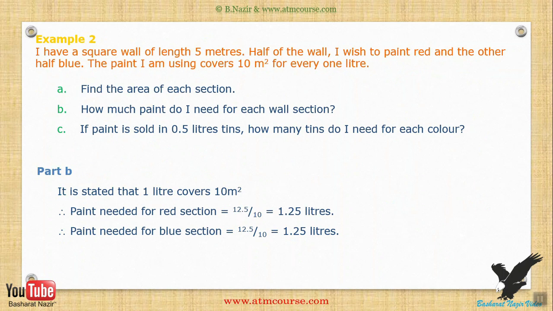Solution Part B. It is stated that 1 liter covers 10 meters squared. Therefore, paint needed for red section equals 12.5 divided by 10 equals 1.25 liters. Therefore, paint needed for blue section equals 12.5 divided by 10 equals 1.25 liters.